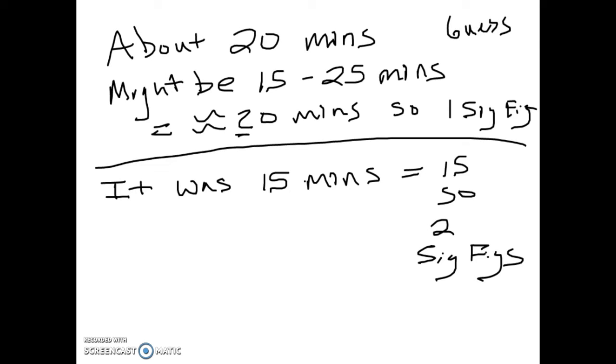But, for example, if we said it was only 15 minutes, meaning we knew it was exact, we used 2 significant figures, one for the 1 and one for the 5.